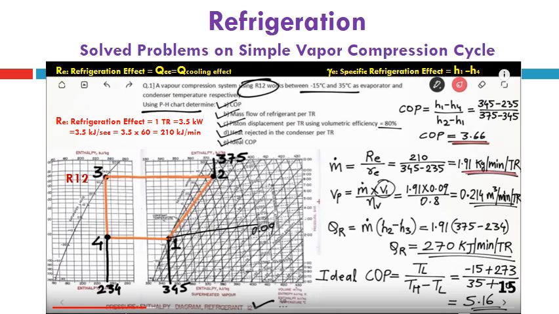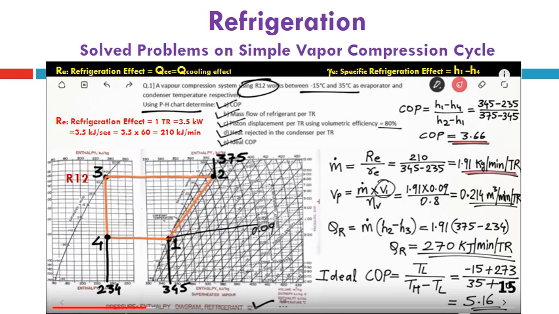Piston displacement can be estimated using the equation: piston displacement Vp equals m dot refrigerant multiplying by the specific volume of state 1 divided by the volumetric efficiency, which is stated to be 0.8. Then we use this equation to get 1.91 multiplied by 0.09 divided by 0.8. We can get that the displacement volume of this compressor is equal to 0.214 meter cube per minute per ton.